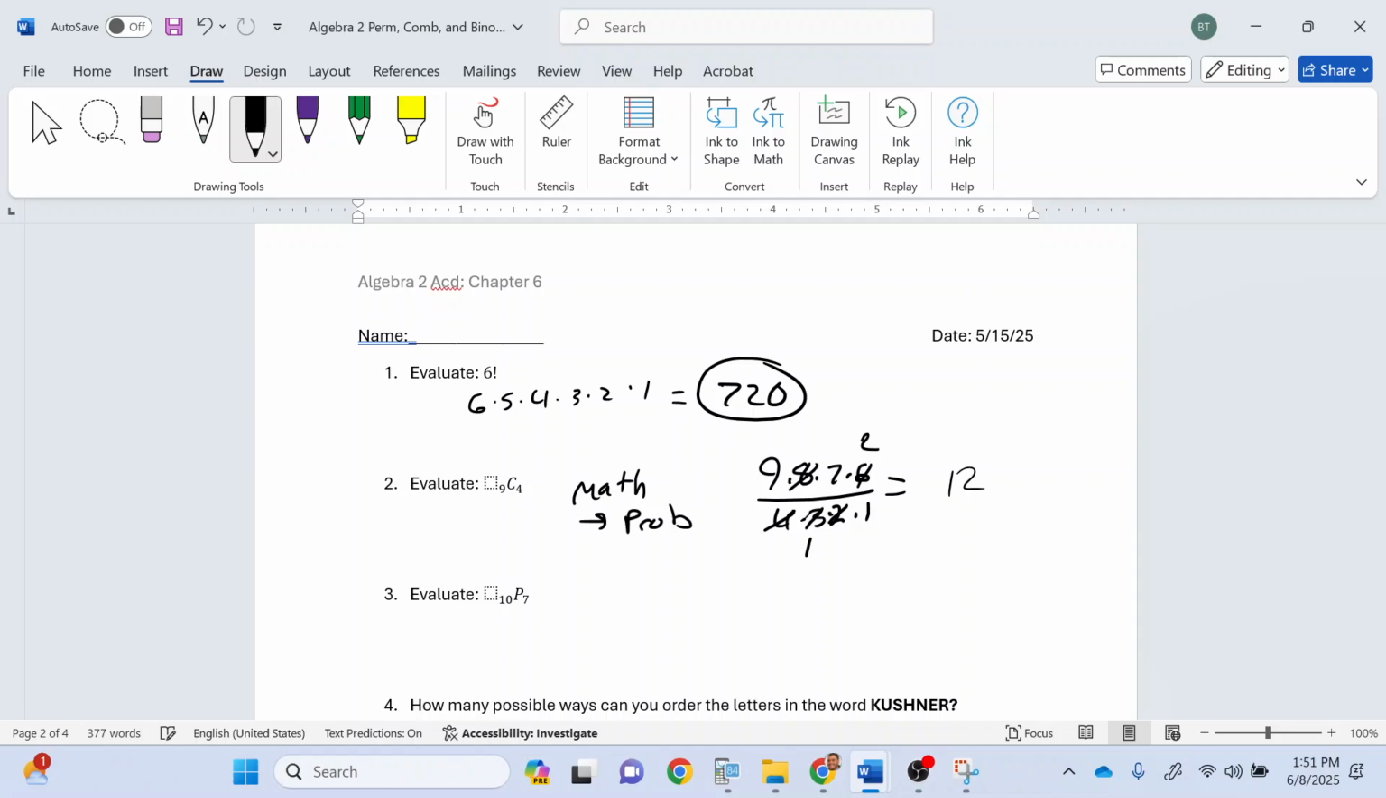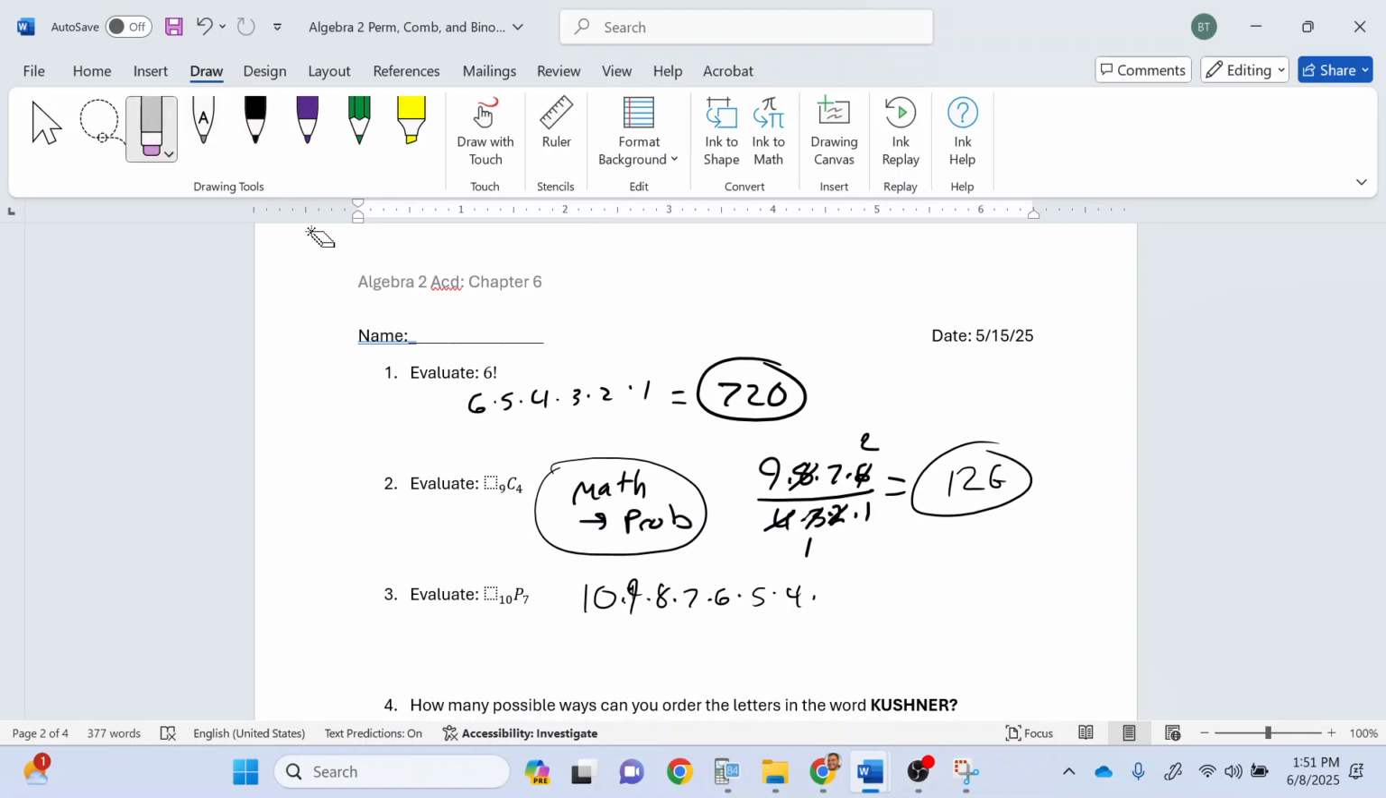So that's 126. Over here, 10P7. Or again, you could do math probability. But to me, it's 10 times 9 times 8 times 7 times 6 times 5 times 4. Actually, no times 3. Good way.